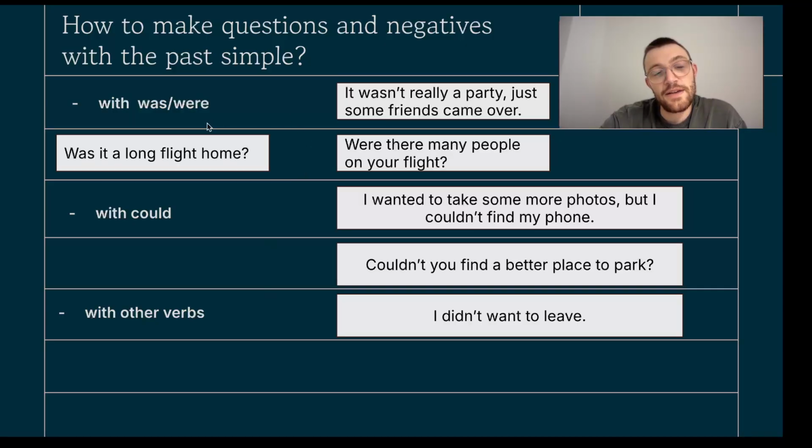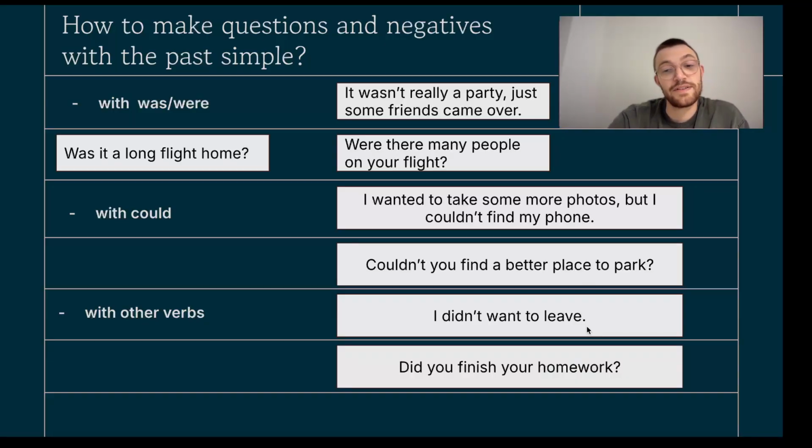So if someone asks you, was it a long flight home? You can say it wasn't. Were there many people on your flight? There weren't. Did you want to leave? No, I didn't want to leave. Did you finish your homework? No, I didn't. So the did there is in the past. The auxiliary verb goes in the past, and the main verb does not, right?